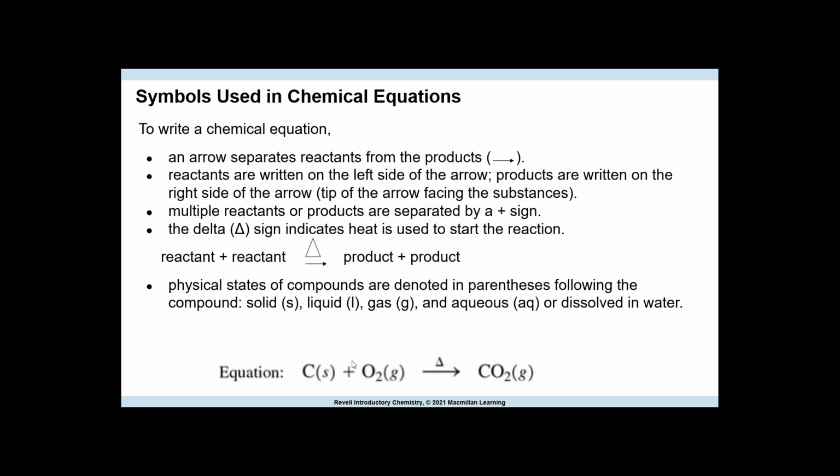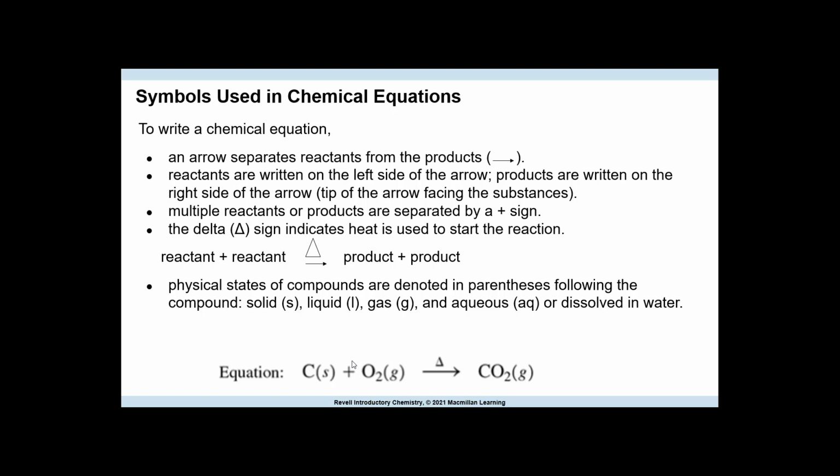Here is another one of my slides. So basically this just sums up things. If you have already looked at 6.1b, most of this, if not all of it, will make sense. A summary of everything here: the arrow, what it separates. Reactants are written on the left, products are written on the right. Multiple reactants are separated by a plus sign.